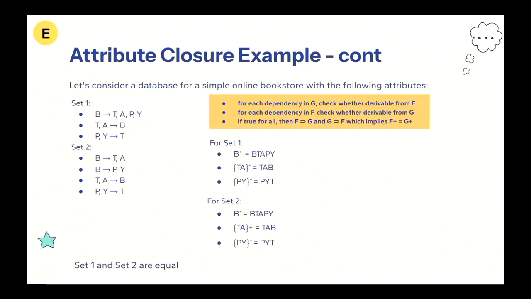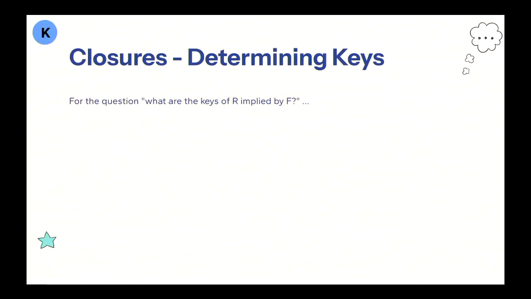Actually, if we want to follow the steps here, we need to check for every dependency in one set if it is derivable from the other side using the closures of the attributes. And you may wonder what is the usage of closures. Actually, it is used for determining keys.